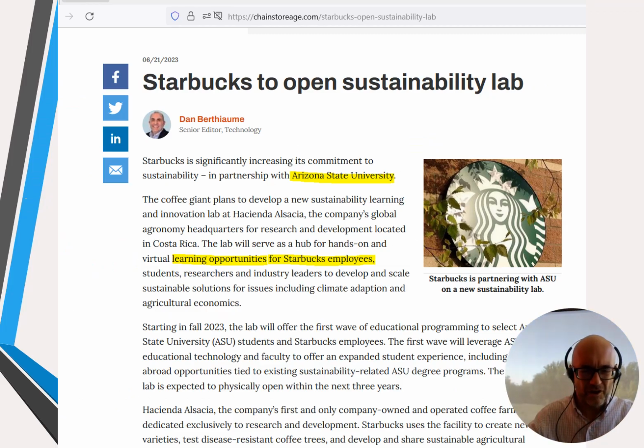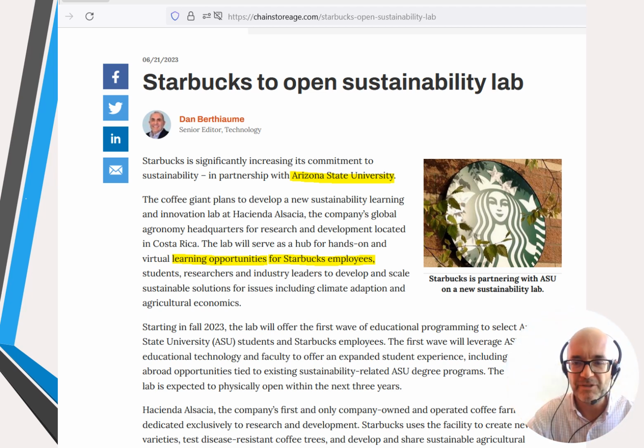And here is another article which I find interesting because it mentions some external stakeholders. Arizona State University. What's the link between Arizona State University and Starbucks? It mentions internal stakeholders, Starbucks employees. I have studied internal and external stakeholders, stakeholder analysis. So this is a topic, this is a tool I could be using.